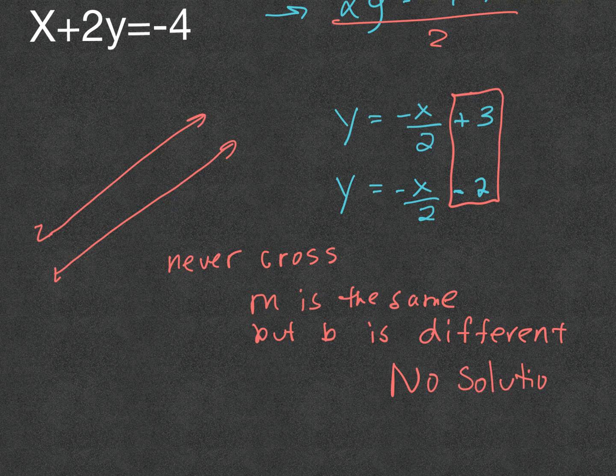No solution. Again, slopes are the same. M is equal to negative 1/2 in both. However, b is equal to 3 in one and b is equal to negative 2 in the other. So there's no solution because they're parallel lines. Let's go to the last example.